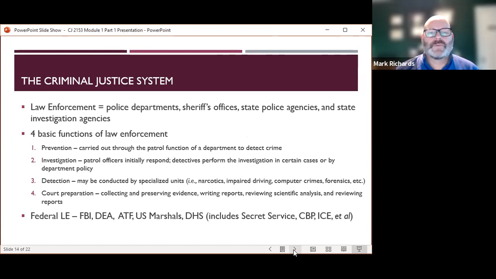Law enforcement, of course, we know is the police departments, sheriff's offices, state police agencies, and other state agencies that investigate crimes across our country. There are four basic functions of law enforcement in the United States. Number one is prevention, and this is carried out through the patrol function of a department to detect crime.